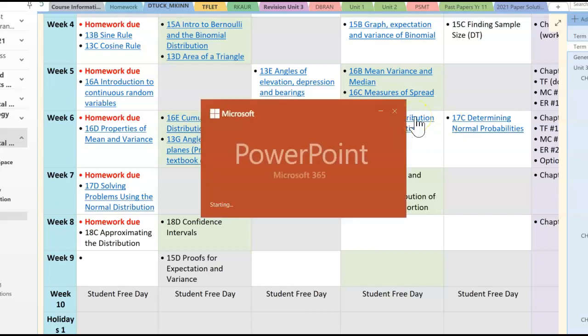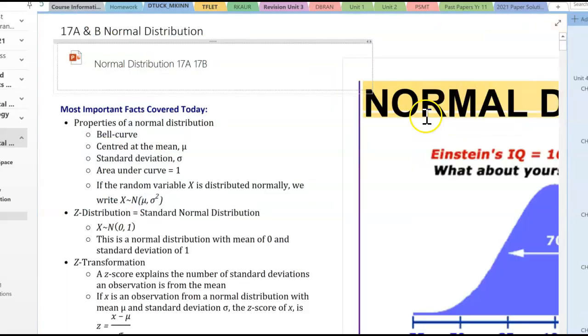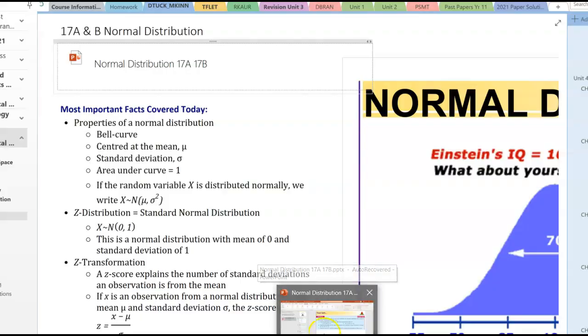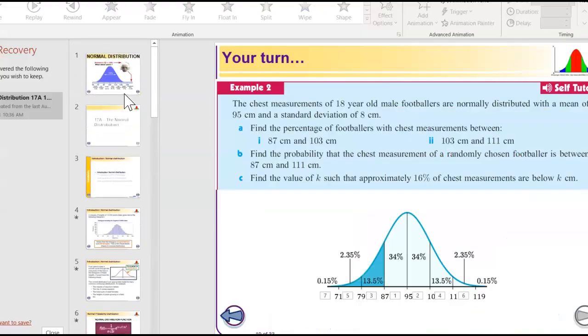Today we are looking at the normal distribution, topic 17A, 17B, chapter 17 in your textbook. Today we're hoping to get through A and B, and I'm going to give you a bit of a preview on 17C as well.